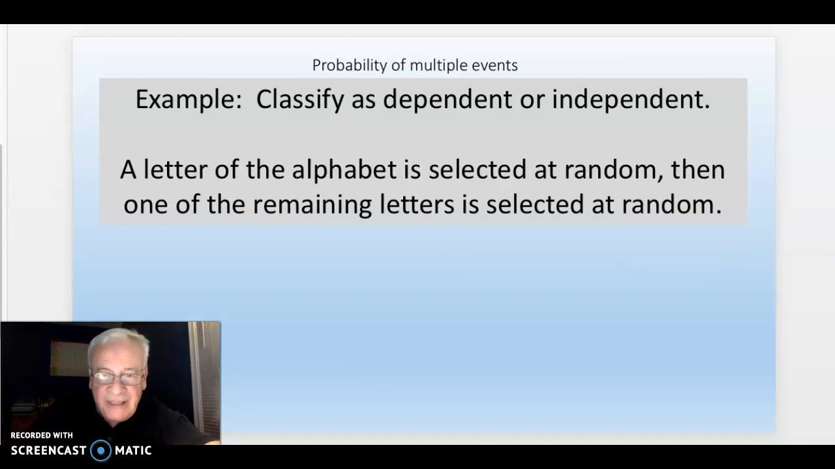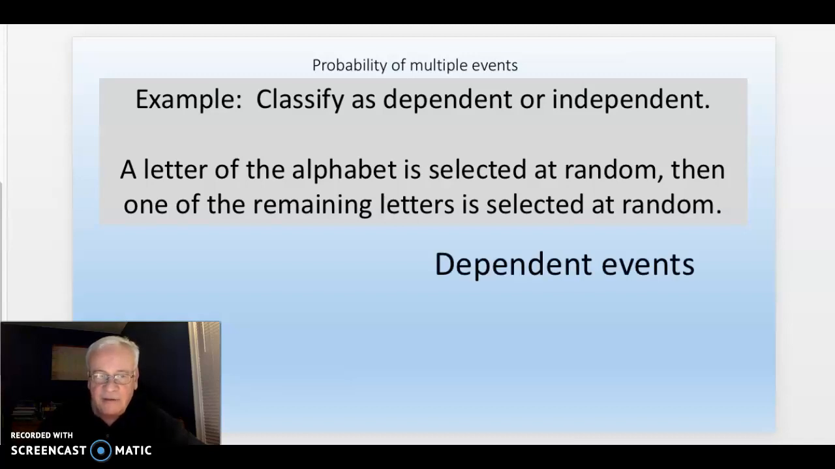Next one, how about a letter from the alphabet I select at random, and then one of the remaining letters is selected at random. You see how I'm not replacing the letter that I selected first. Those are dependent events. One does affect the other because I'm not replacing that first letter. Those are dependent events, okay?